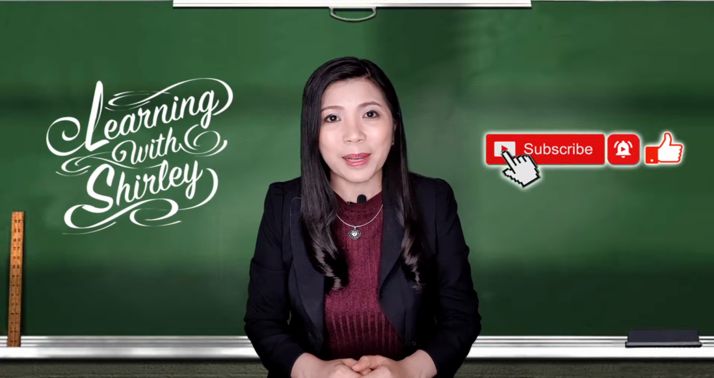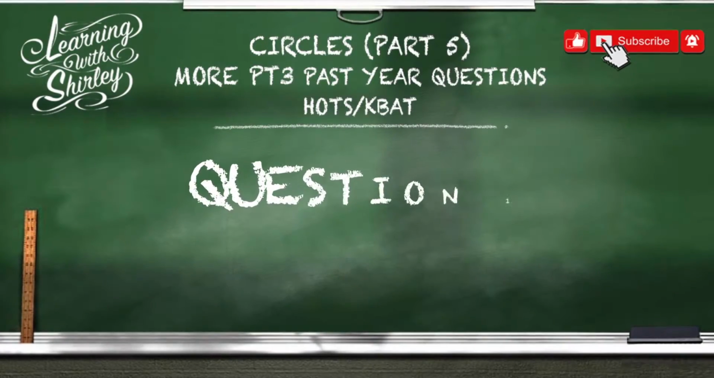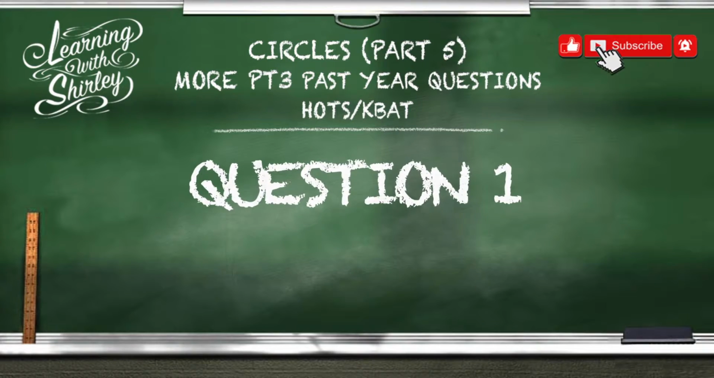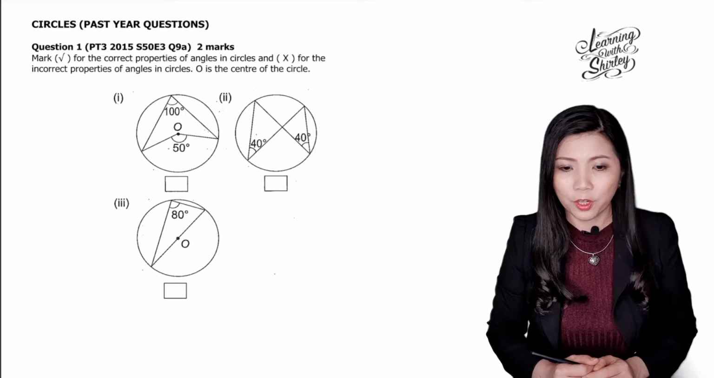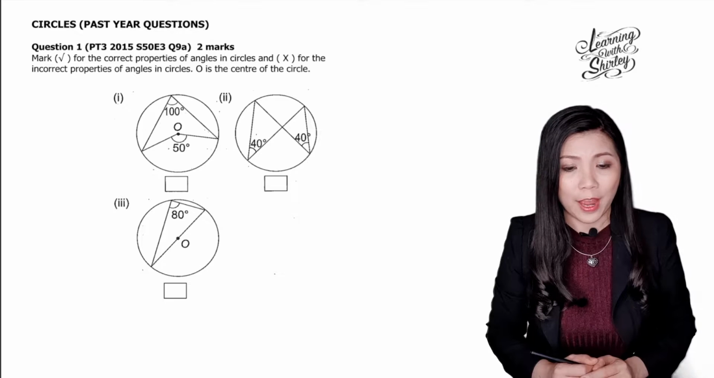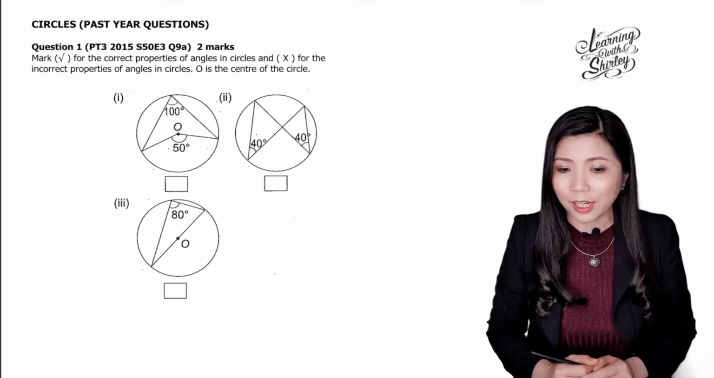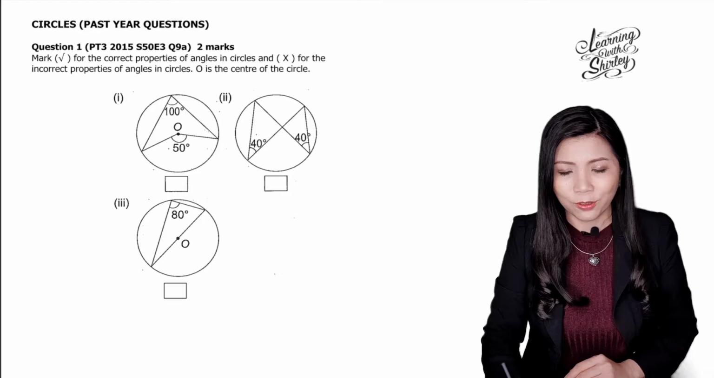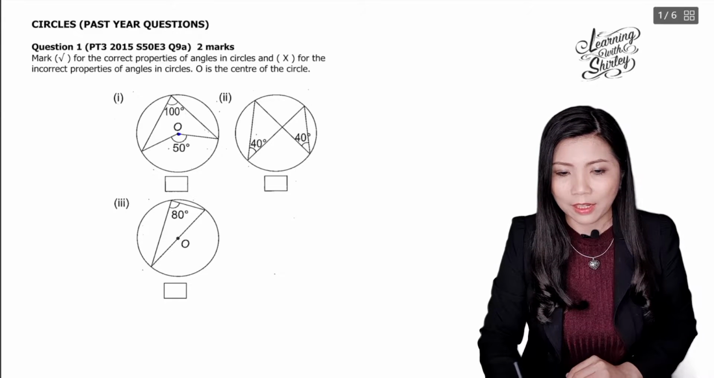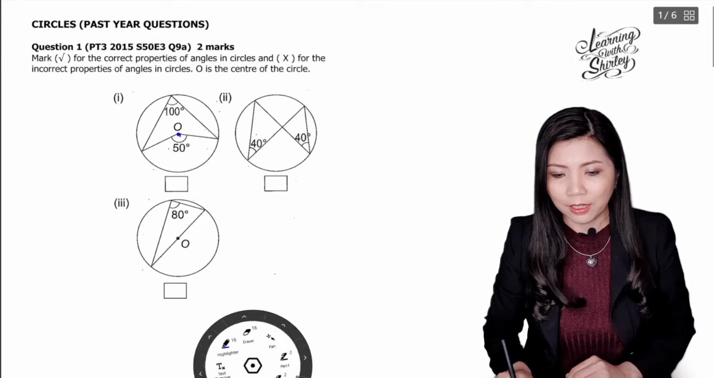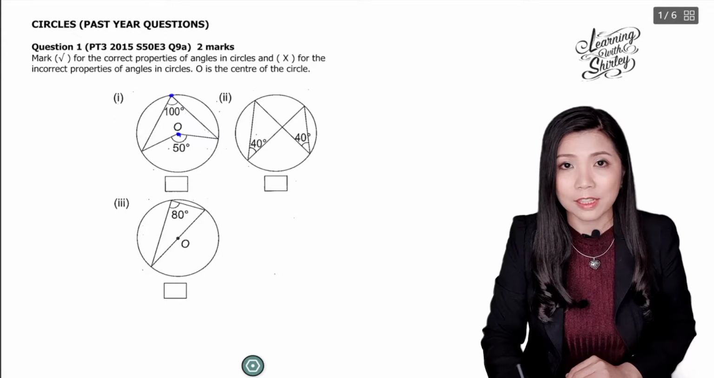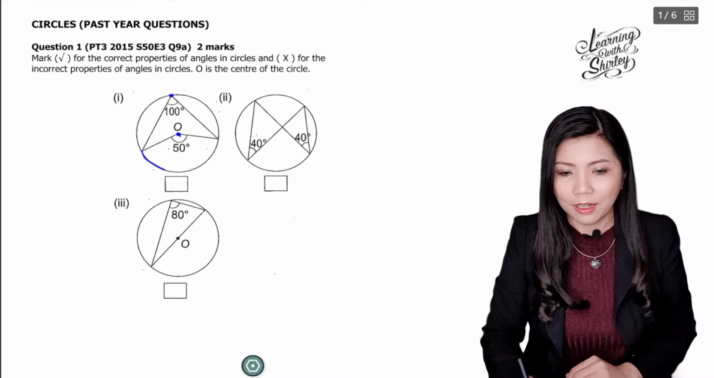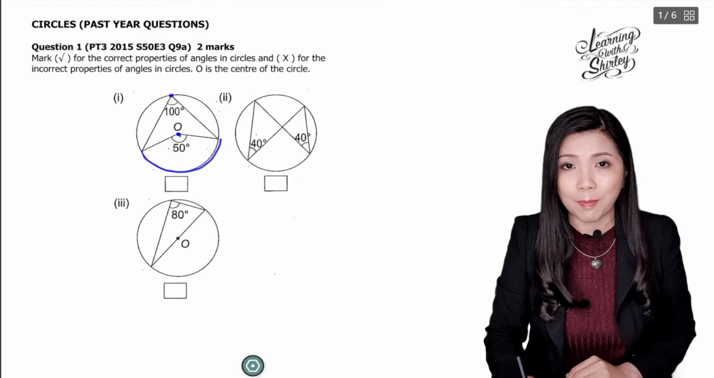Let's take a look at the first past year question. Question number 1. Mark tick for the correct properties of angles in circles and cross for the incorrect properties of angles in circles. O is the center of the circle. Let's look at the first one. This is the angle subtended at the center, and this is the angle subtended at the circumference, provided they are subtended by the same length of arc.